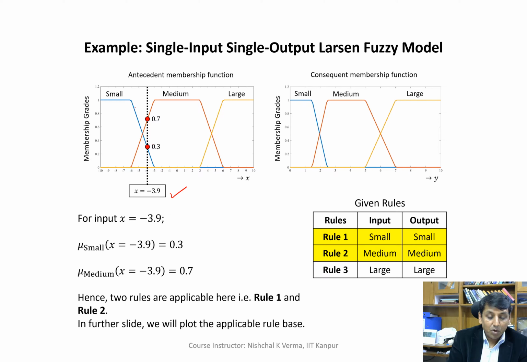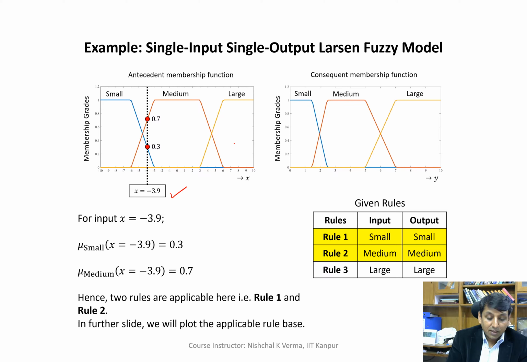We see that the small fuzzy set is intersected at one place by the x is equal to minus 3.9 line, and similarly the medium is also intersected at point 7. And the large is not at all affected. So the input that we are supplying here, x is equal to minus 3.9, is falling into two regions, small and medium. It is not falling in the large region. So the large fuzzy region is irrelevant for this input.